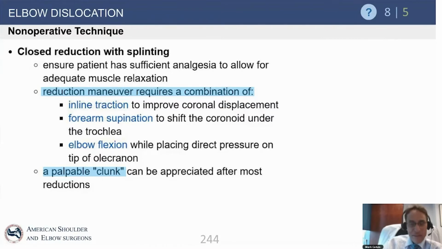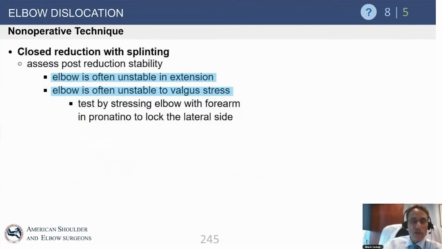If you have a palpable clunk, that's a good thing. If the elbow just feels like it slides in and you're not sure it's in, and you have to hold it flexed and get an X-ray to ensure that it is reduced, that is again a bad sign and a potentially unstable situation. The ones that are sometimes difficult to reduce, that clunk in, are sometimes the best injury because they're the most stable and the most difficult to redislocate.